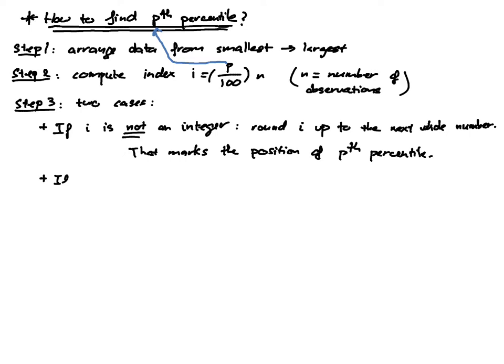Now, if I turns out to be an integer, then the p percentile is going to be the average of the ith observation and the I plus 1th observation. In other words, the p percentile is equal to x sub I plus x sub I plus 1, divided by 2.